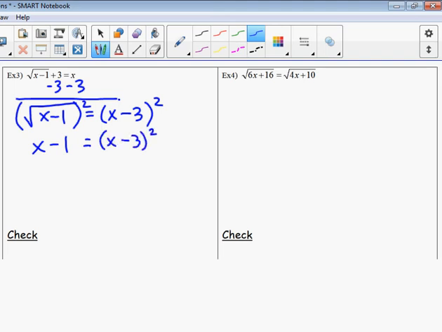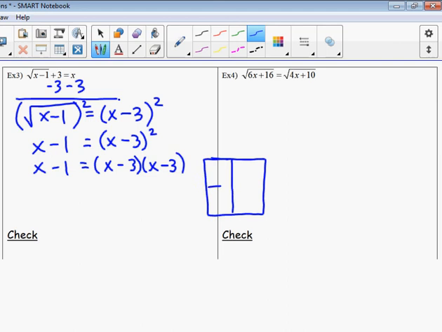Now, remember, we cannot distribute an exponent over addition or subtraction, so we're going to say that x minus 1 is equal to x minus 3 times x minus 3. We're going to have to multiply these things together. You can do it using box method or FOIL. I prefer box method. It's really the superior method. We'll have x squared, negative 3x, and a positive 9. So here we'll have x minus 1 is equal to x squared minus 6x plus 9.